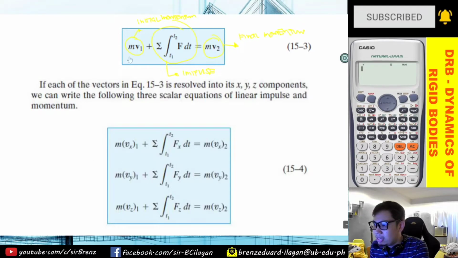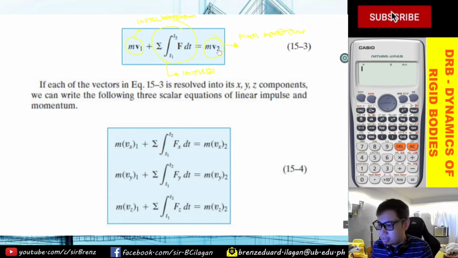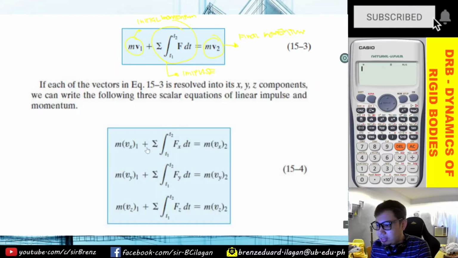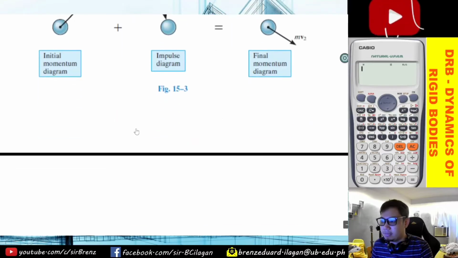Okay, so ito lang din naman yun. So nalagyan lang dito ng sub x, F sub x, and then velocity sub x. So when it is considering the y direction, yun nga, y component lang din ng velocity and force. And same as for the velocity para sa z component.